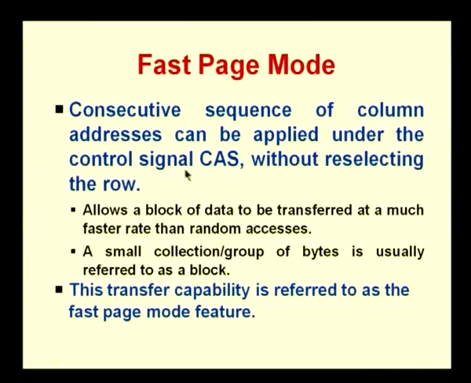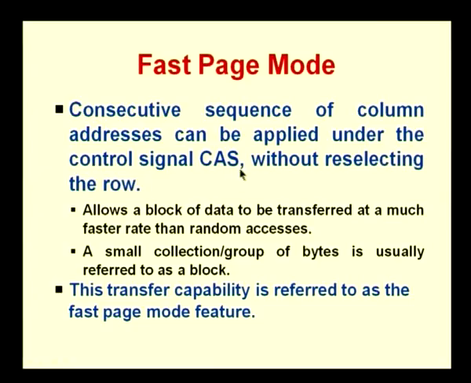A consecutive sequence of column addresses can be applied by controlling the signal CAS that we have here. Remember, CAS is our column address strobe. The row address strobe we do not change, as that has already been given. Now, you keep changing the column address strobe, and this will allow different bytes of data in consecutive columns to be transferred to your buffer, and from there out of the device.